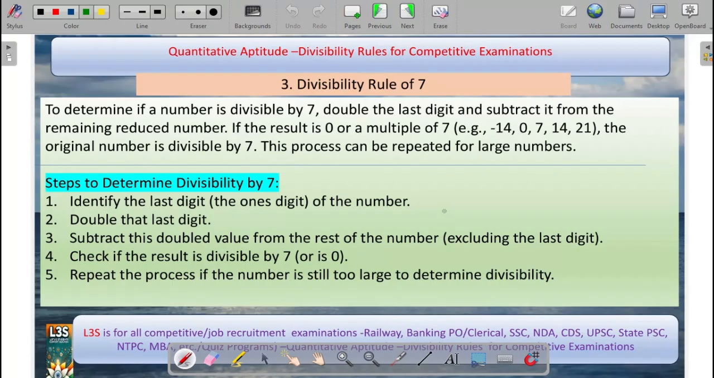So what we will do, first we have to identify the last digit. Say 2154. So what is the last digit? 4 in this case. Now double the last digit. That means 4 into 2 is equal to 8. Now subtract this double value from the rest of the number. What is the rest of the number? Don't consider 4. The rest of the number will be 215.